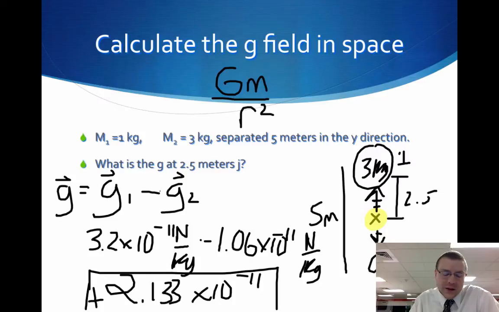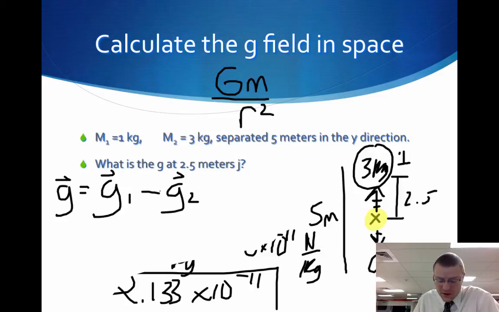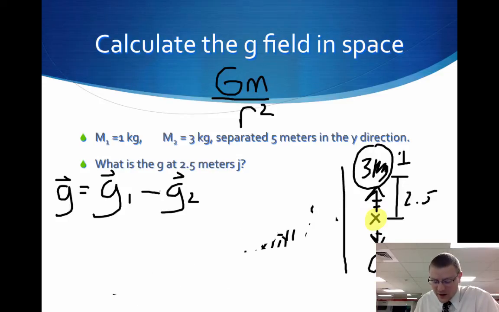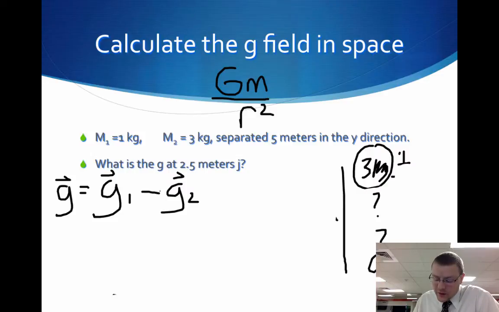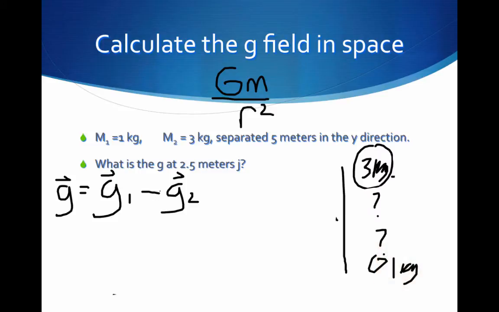The question they love asking sometimes is, okay, if that middle location is dominated by the big mass, where in this space would you want to put something so that both masses pull on it equally, so that it doesn't really move?